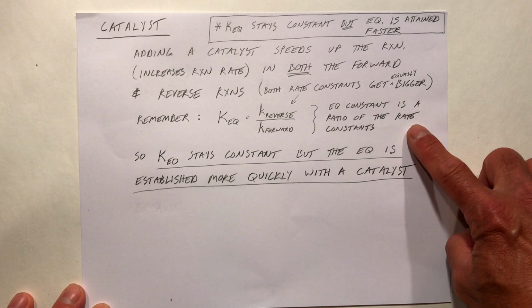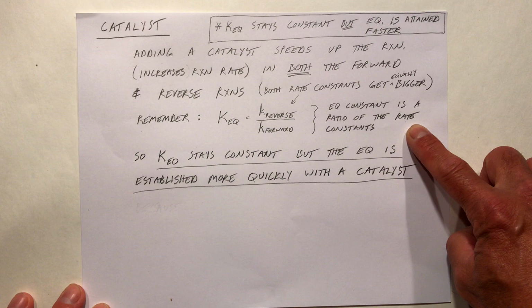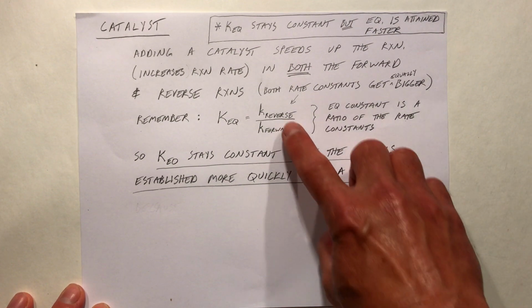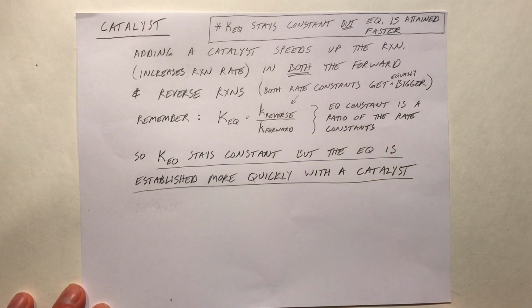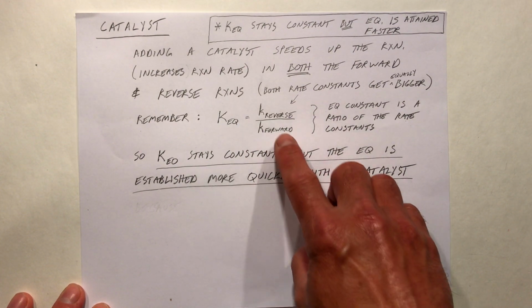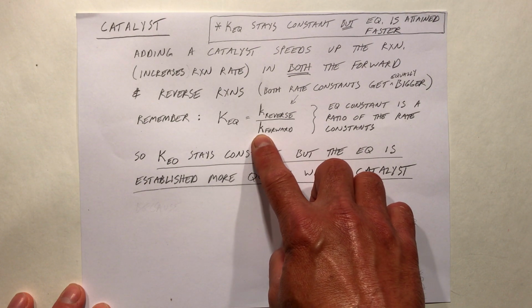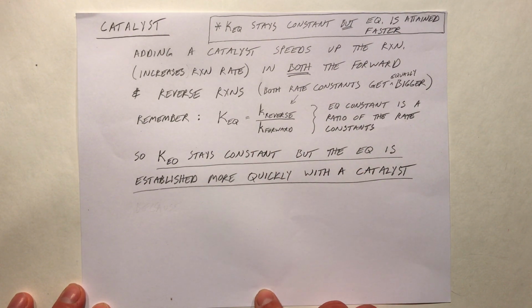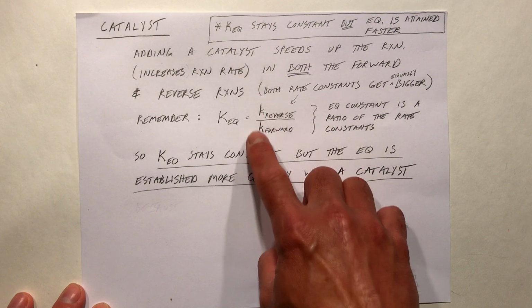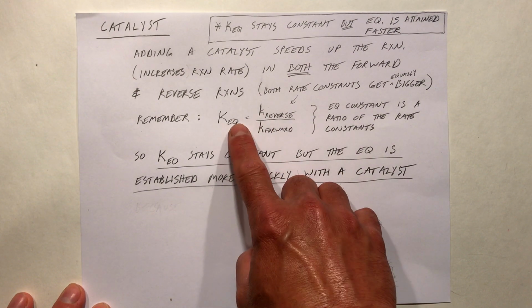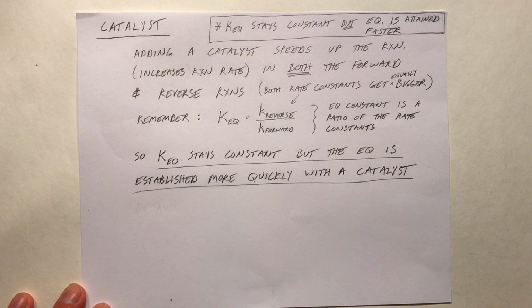So the equilibrium constant is a ratio of those two constants, and if those two constants change, but they change equally, the equilibrium constant doesn't change. In other words, if the reverse rate constant gets twice as big and the forward rate constant gets twice as big, the two multipliers on the top and the bottom cancel out, and KEQ stays the same.